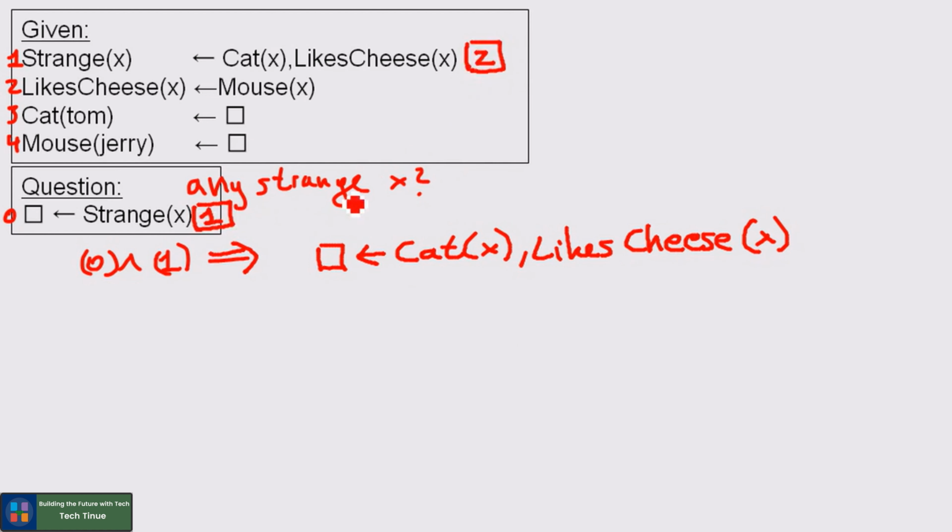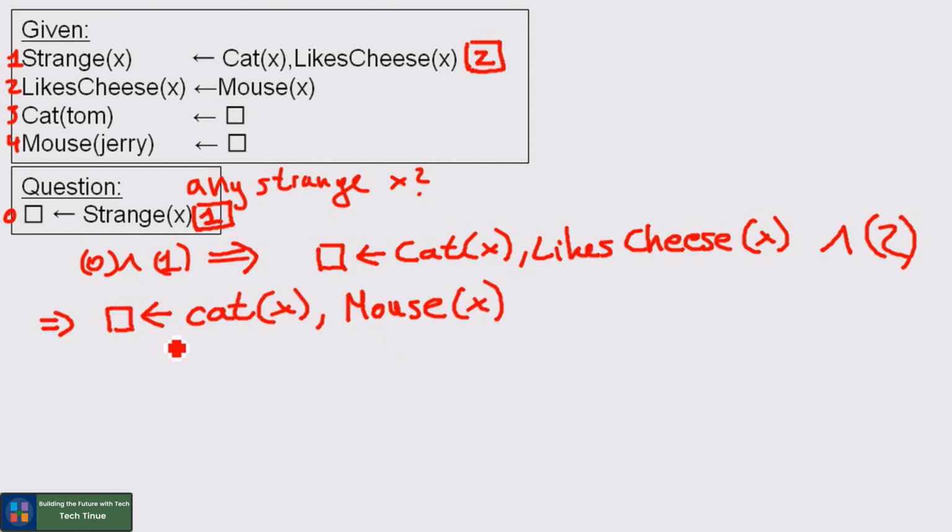Now let's combine this and 2. It's very convenient because likes cheese and likes cheese, they will cancel each other out and we end up with the new question, do we have a cat and a mouse? So now, do we have an X? Do we have something that is a cat and a mouse? We use this as a third thing. Now we try to use the rule number 3.